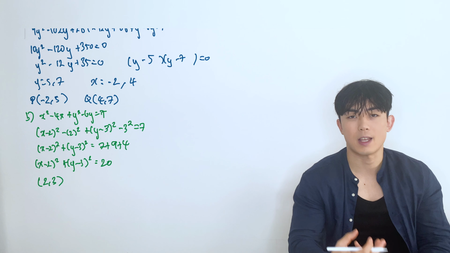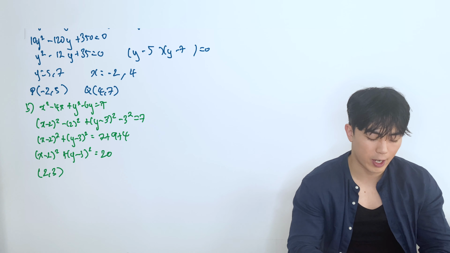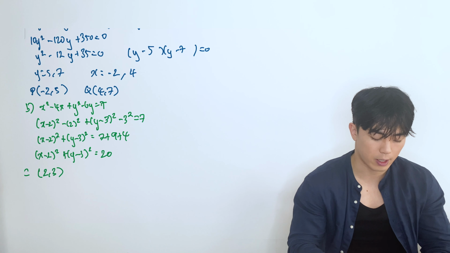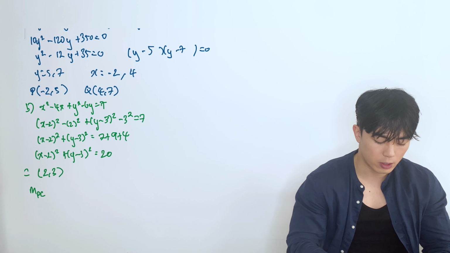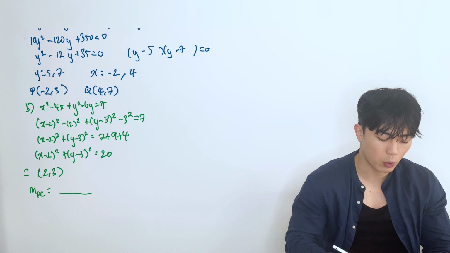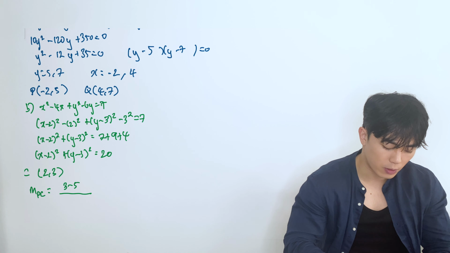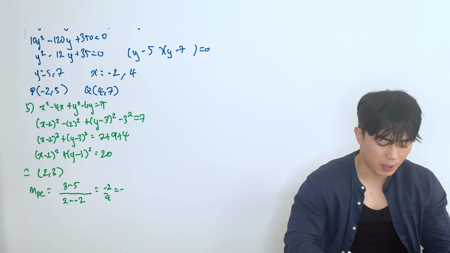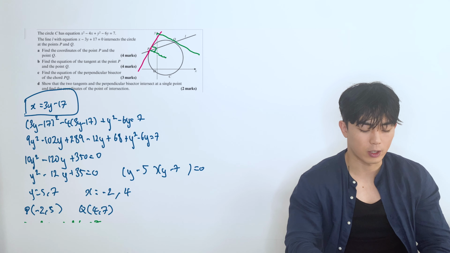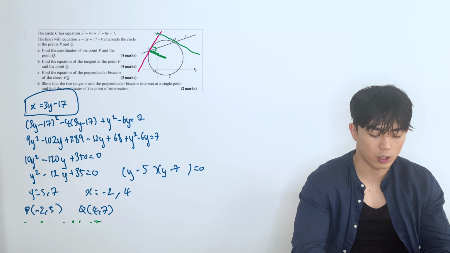Now, let's find the tangent for P first. So we need to find the gradient of P. I'm going to call this C as the center. So we need to find the gradient of P to C first, right? So it's changing y over changing x. (3 minus 5) over (2 minus minus 2), that's minus 2 over 4, so minus 1 over 2. So that's the gradient of the line which connects P to the center of the circle.